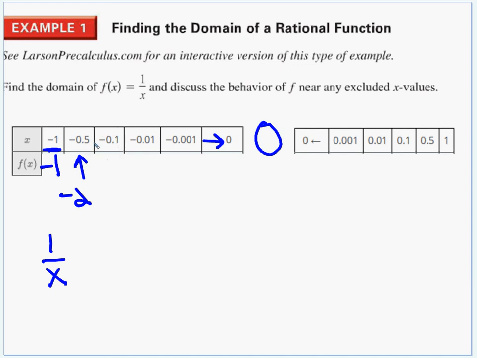Negative 0.01, or negative 0.1. If I put that under 1, 1 divided by 0.1 is 10, and the negative will make it a negative 10. Negative 10.